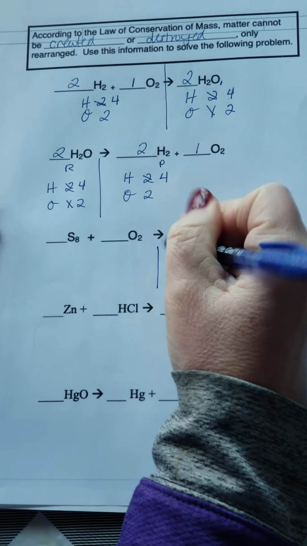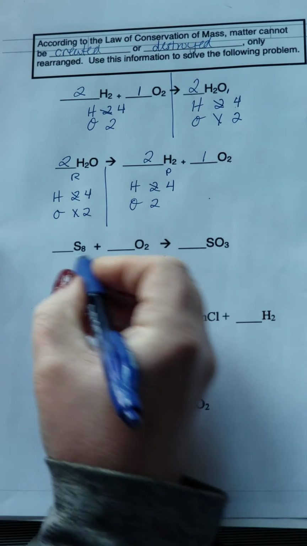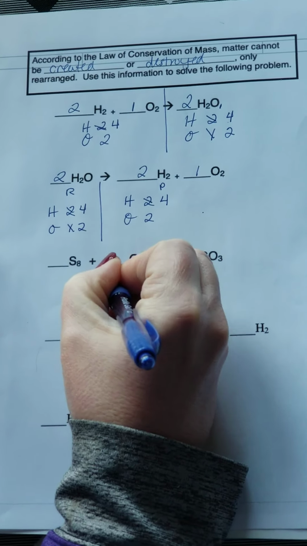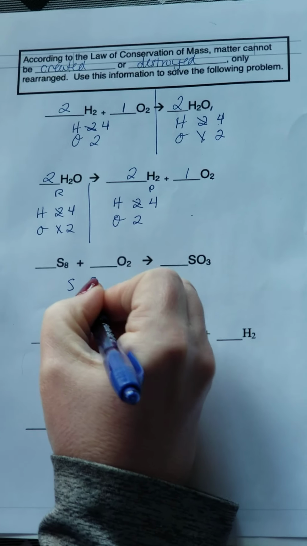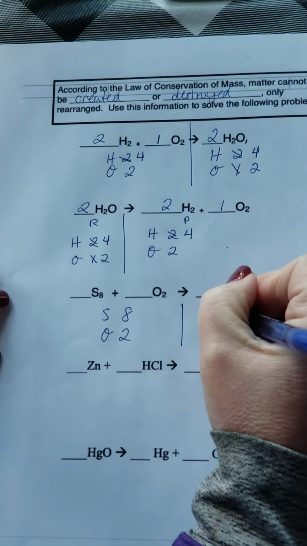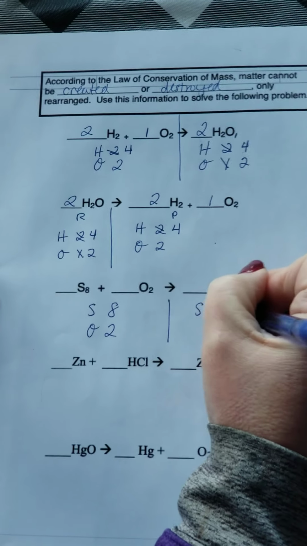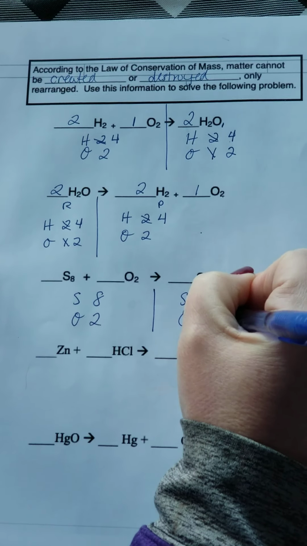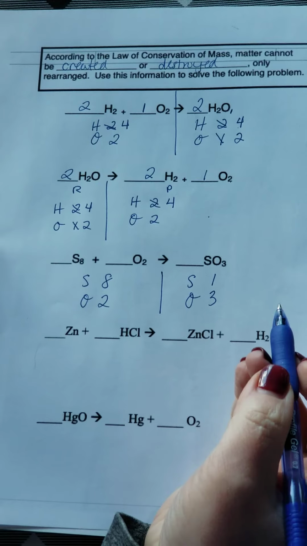Okay. Again, I find the arrow. I have sulfur. I have 8 of those. And oxygen, I have 2 of those to start. On the product side, I have an S. I just have 1 of them. And O, I have 3. Okay, nothing here is matching.